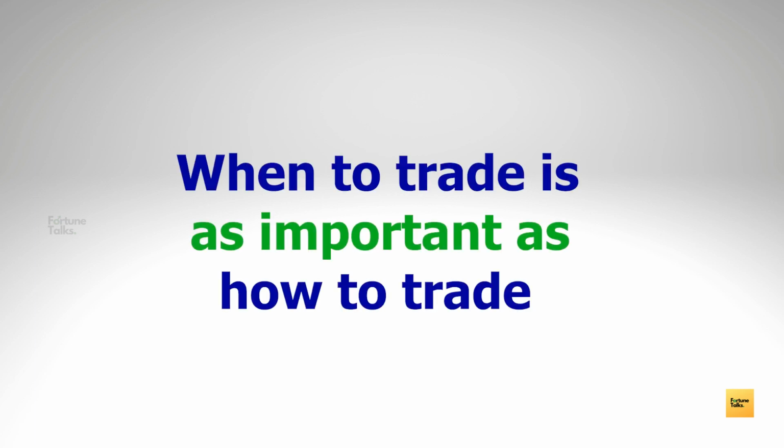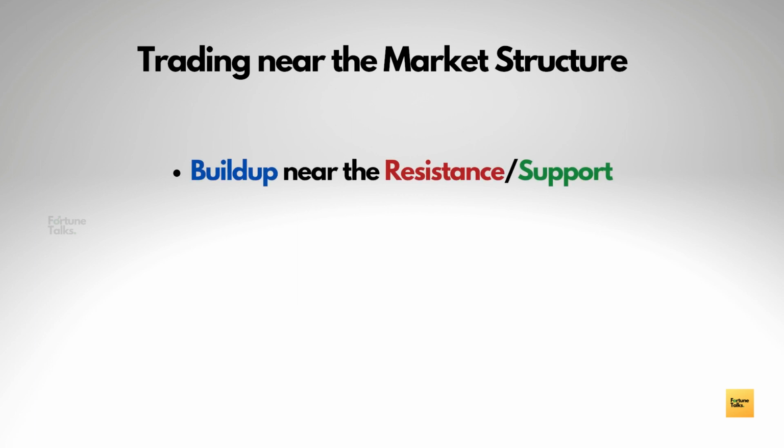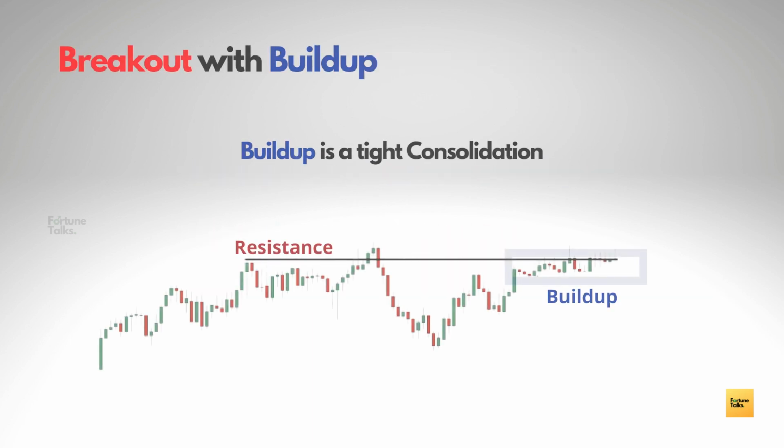Now, identifying when to trade is as important as knowing how to trade. The breakout trade near a market structure can be classified into three types. Number one is breakouts with buildup. Number two is higher lows into the resistance level. And finally, number three is the lower highs into the support level. Let's start with the first one, that is breakouts with buildup.